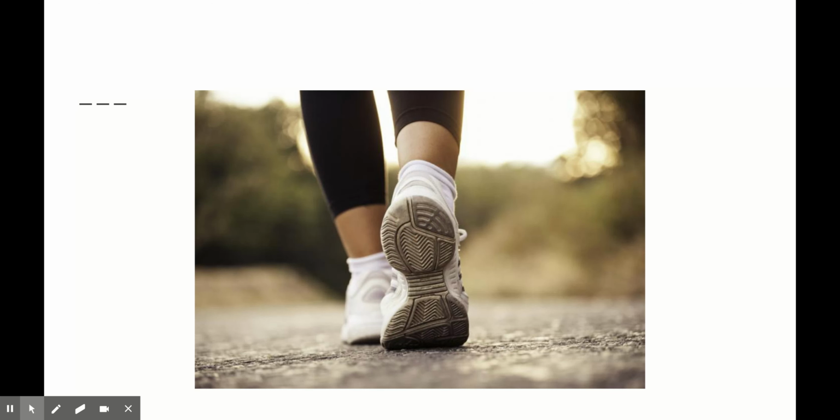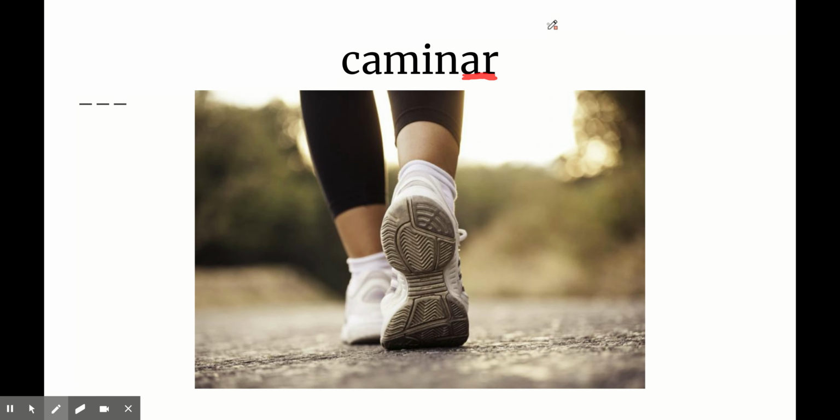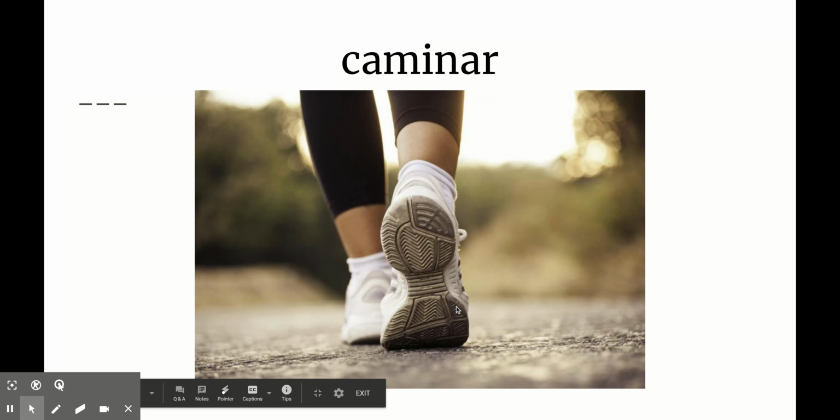Moving on. What is this person doing? Obviously, they're taking a walk. They are walking, right? To walk. Caminar. Repeat after me. Caminar. And remember, guys, that ending tells us this means to, whatever, right? In this case, to walk. So please make sure you are writing to walk. Caminar, to walk.